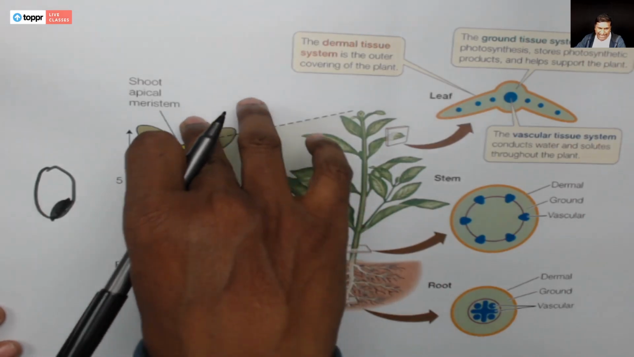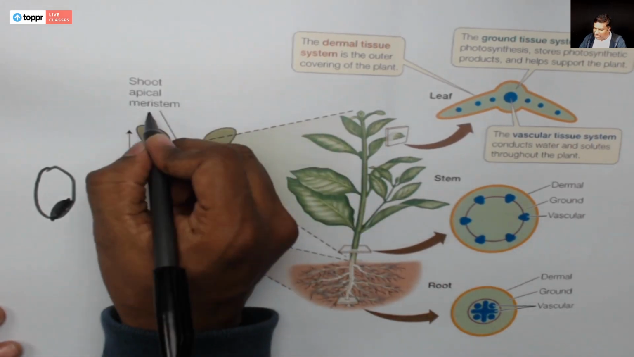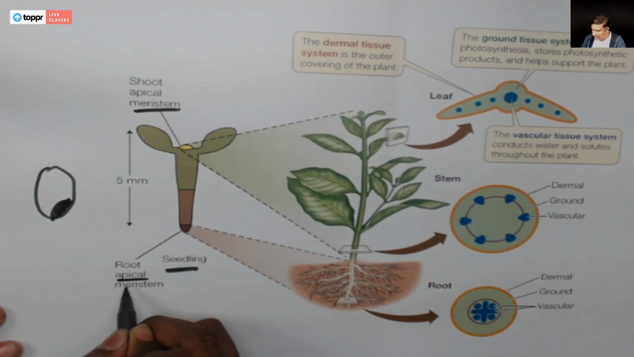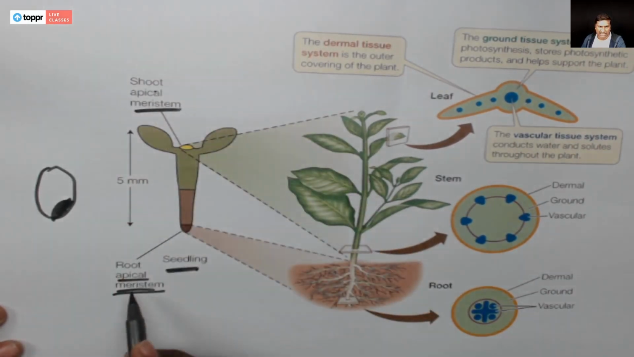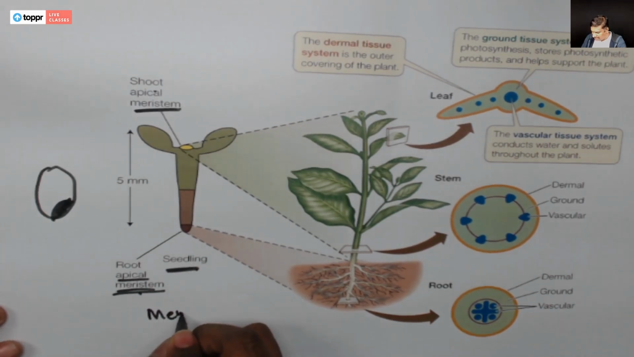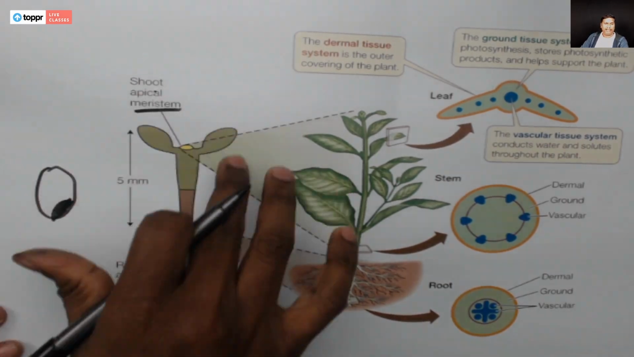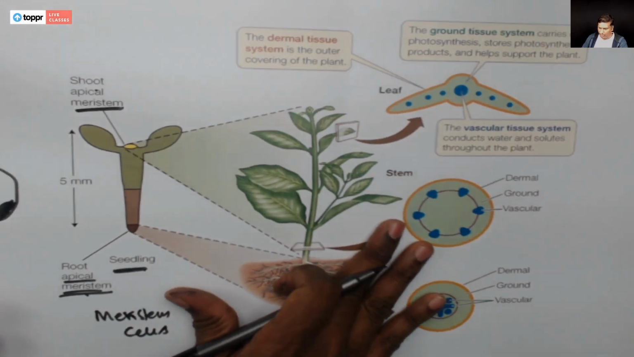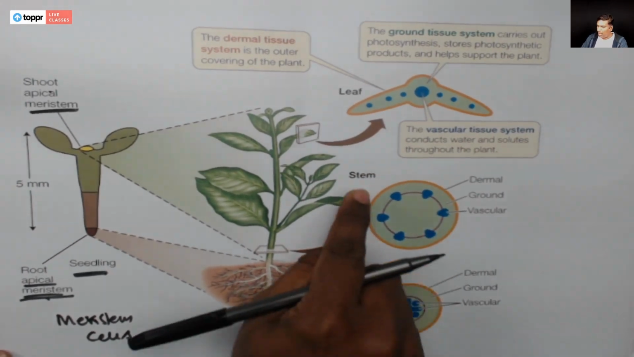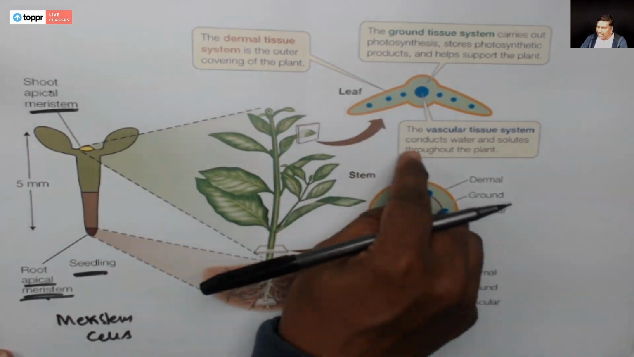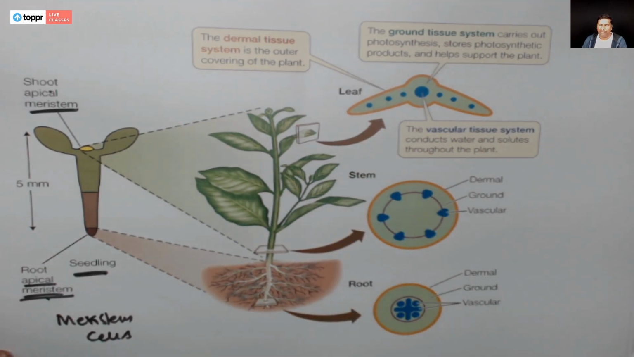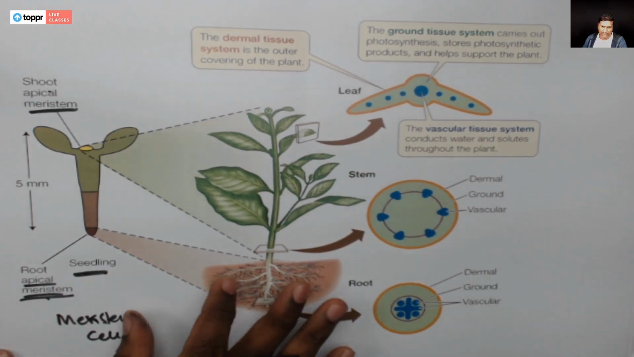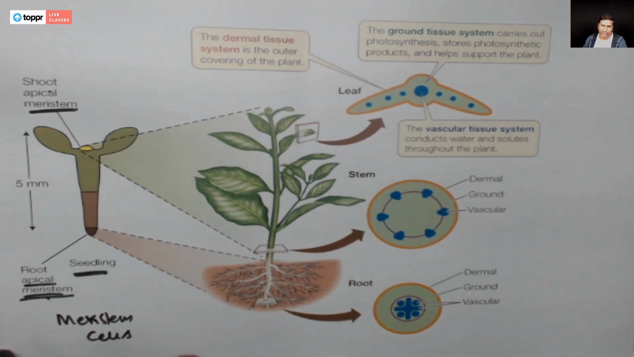Initially, this seedling is made up of only two kinds of cells: the shoot apical meristem and the root apical meristem. You can basically say it is made up of meristem cells. Once the plant grows, whether it is root, stem or leaf, in each of these organs you will see three kinds of tissues.